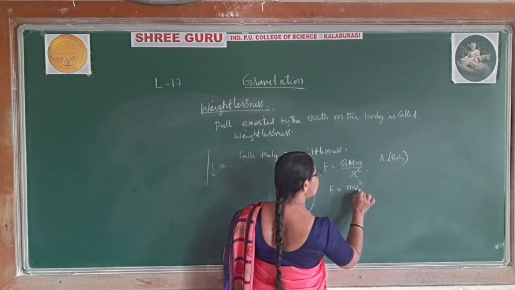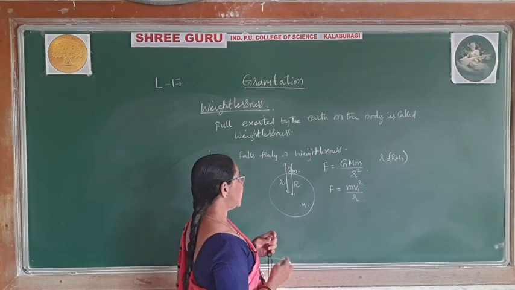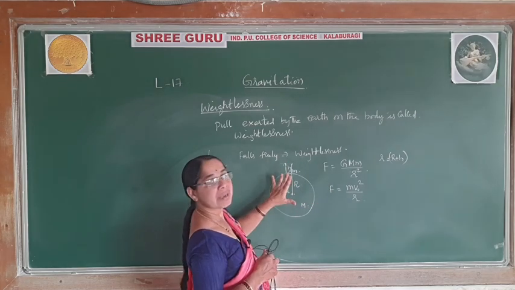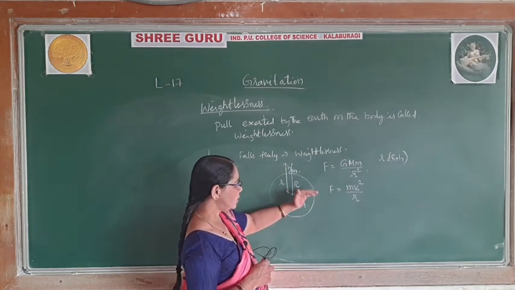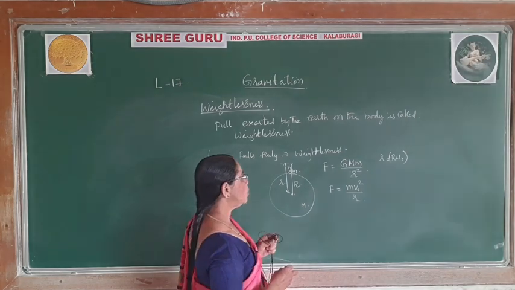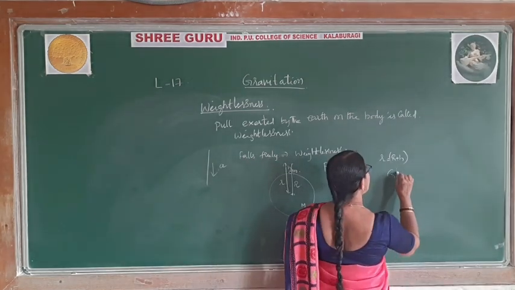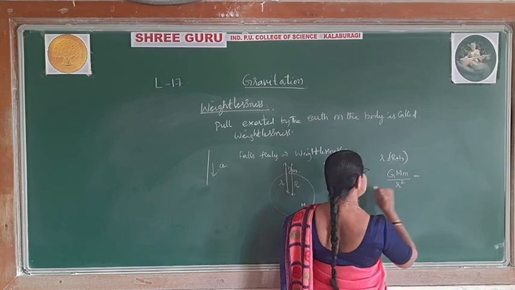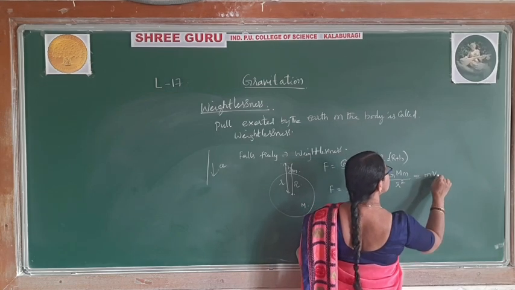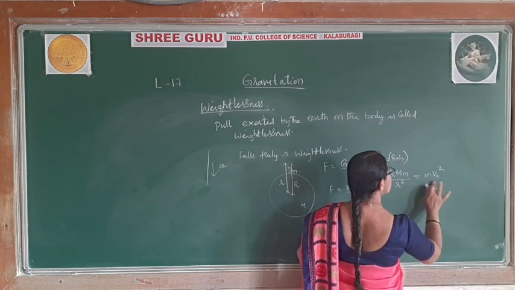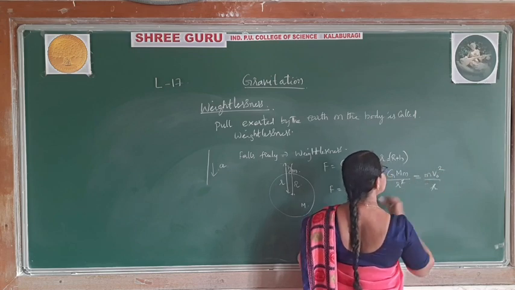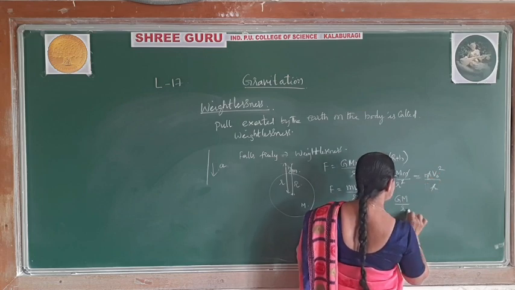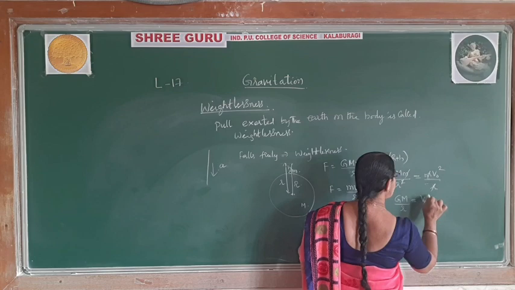But remember, this is called the orbital velocity, and whenever this force and this force both are equivalent, at that time we say G capital M by R square is equal to m v naught square by R. At that time this R and R get cancelled, this m and m get cancelled, and you get GM by R is equal to v naught square.